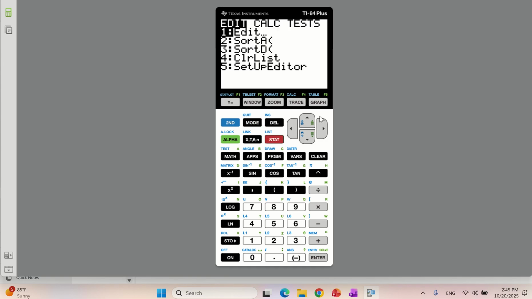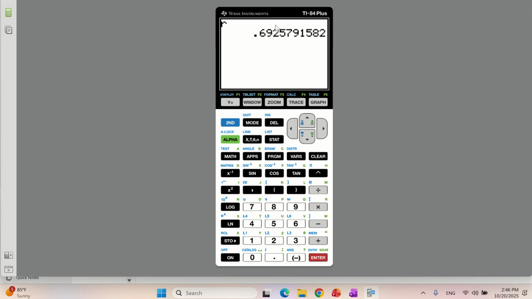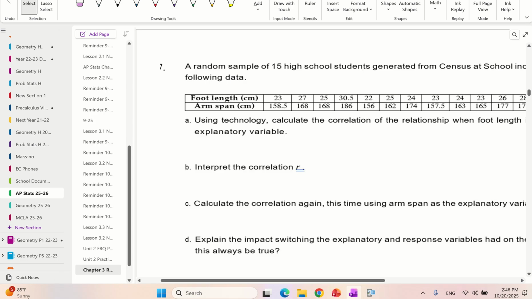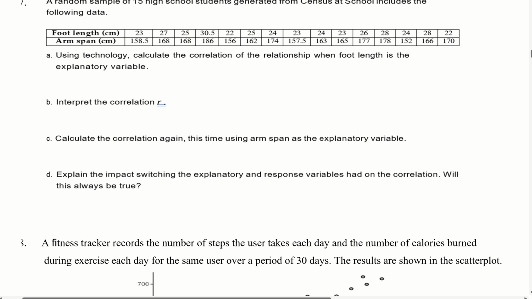All right, so now let's go to vars and go to option 5. Go to equation, and then we're going to go down to R. And that should give us our R value. All right, so we got an R value of 0.6926, around there. So I can go ahead and put that here. So R is about 0.693.